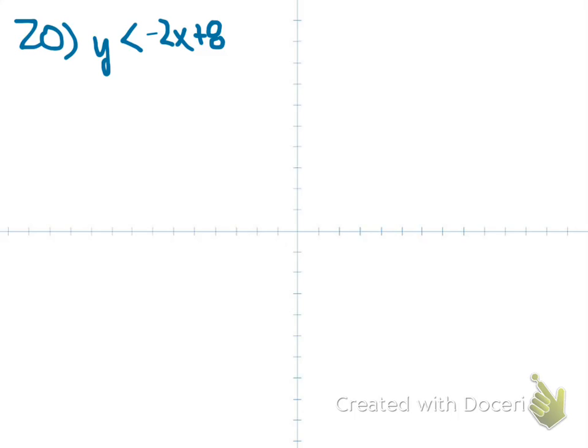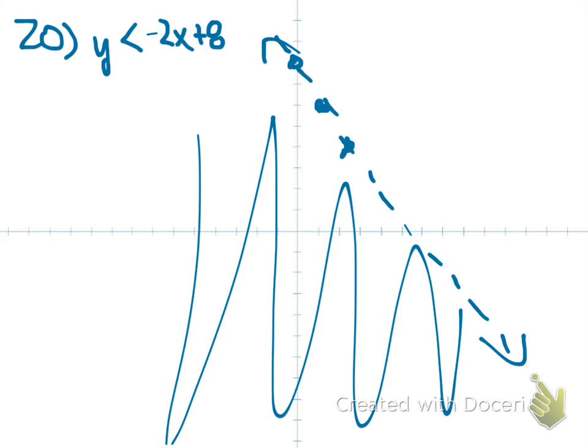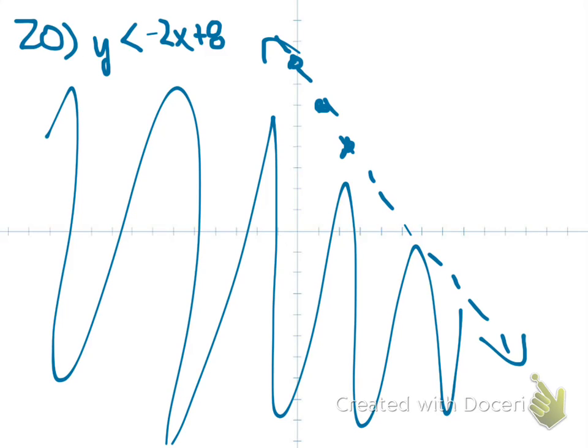Okay, the y-intercept is at 8. 1, 2, 3, 4, 5, 6, 7, 8. Down 2 over 1. Down 2 over 1. I could keep that up if I needed to. Broken line, and shade below. And there you go. Alright, so that one's that.